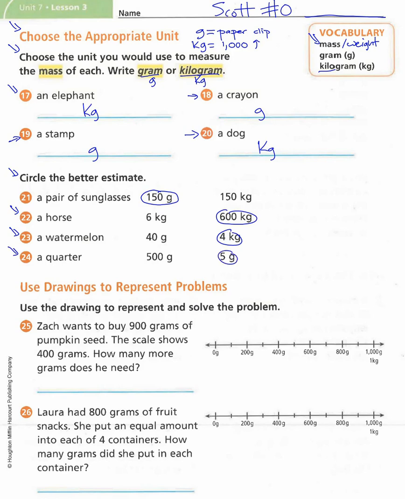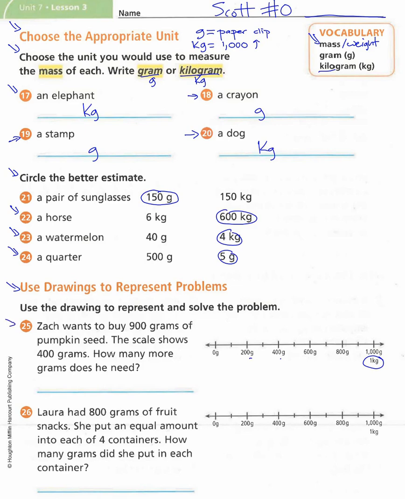And yep, 5 grams. All right, so just like before, we're going to use these drawings, but this time we're talking about grams, right? G's. And then until we get to 1,000, 1 kilogram. We're going to use these drawings to help us solve these problems. So let's look at number 25.